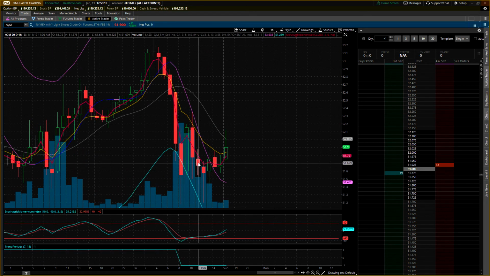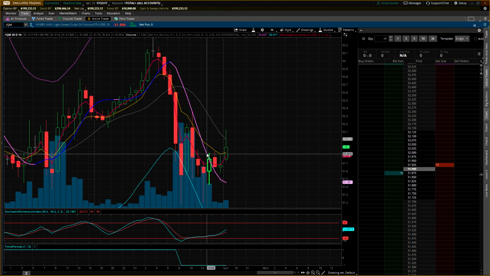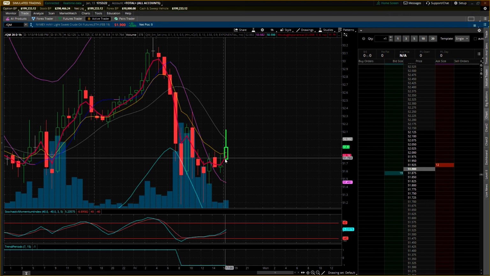Now you can see the 3 EMA red has crossed over the Hall moving average here, and it's quickly approaching the 8 EMA. But the Hall moving average is still going down. So what do we do?